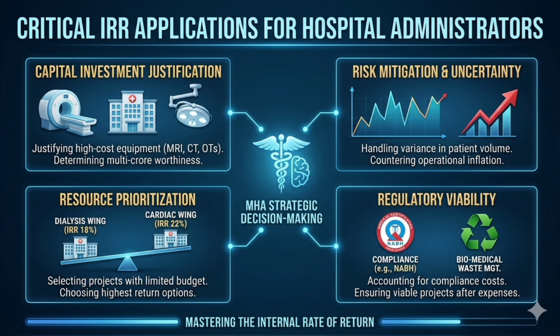Next is resource prioritization. For example, if we find the IRR for the dialysis wing is 18% and for the cardiac wing is 22%, and our budget is limited, opt for the higher profit percentage or IRR. That is also called capital rationing. With a limited budget, IRR plus the profitability index help rank competing projects, for example, a new cancer center versus a dialysis unit.